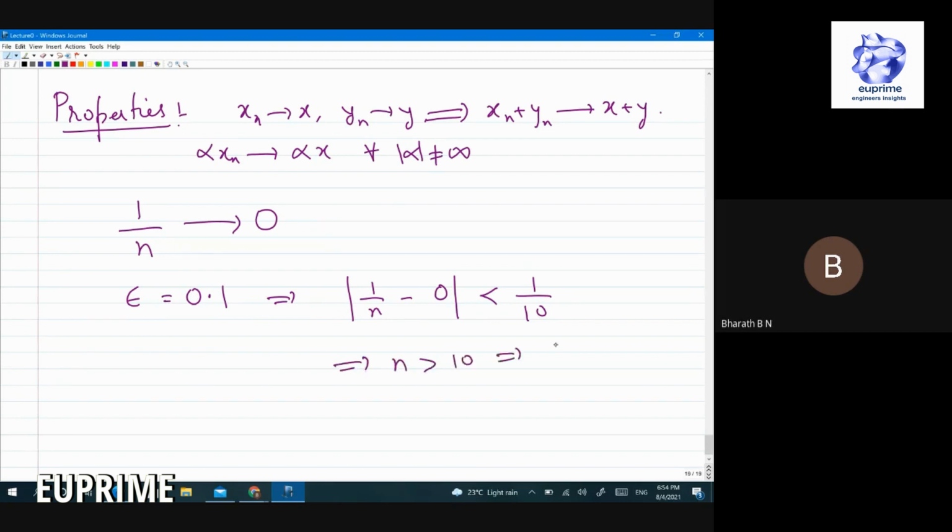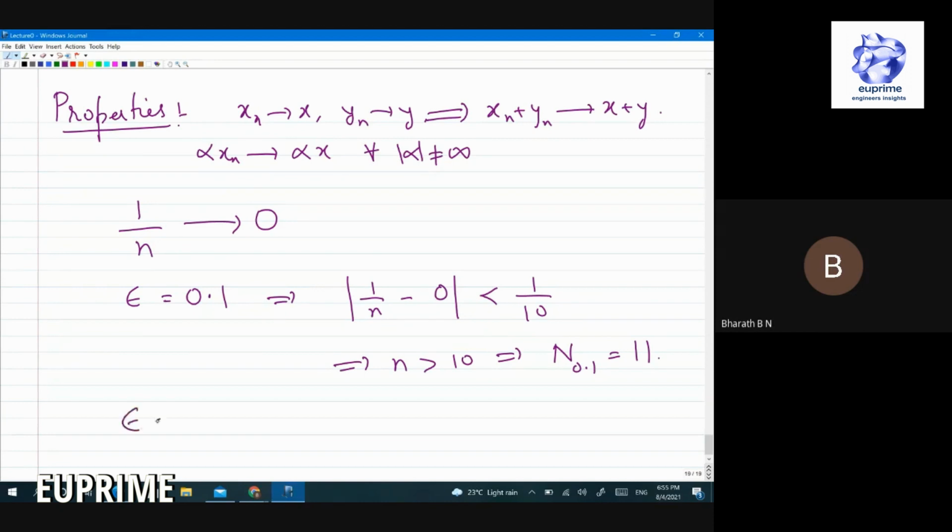So this implies epsilon is 0.1, n is 11. You take any number beyond 11: 1 by 11, 1 by 12, 1 by 13, 1 by 14, and so on till infinity. So it will always remain within 0.1 around 0, right?